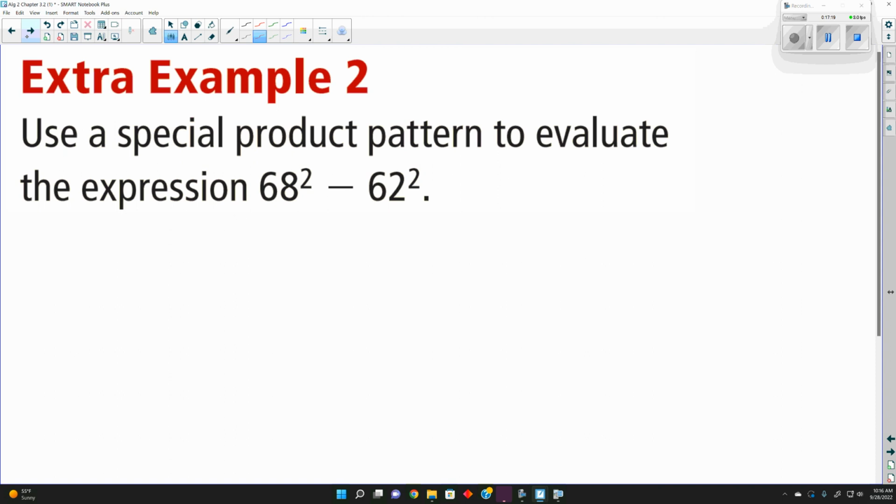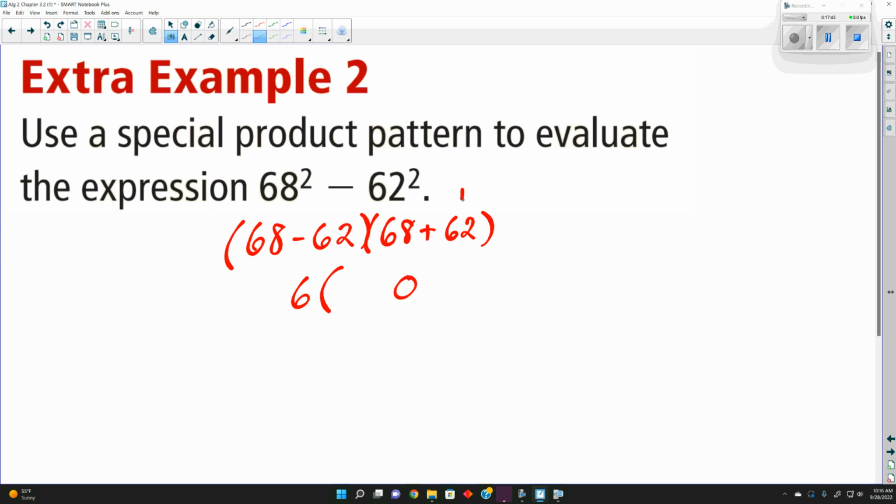So if we looked at 68 squared minus 62 squared, we could do this as 68 minus 62 times 68 plus 62. Well, 68 minus 62 is 6. 68 plus 62 is 130, carry the 1. 6 and 6 is 12, plus 1 is 13. I believe we should get 780.